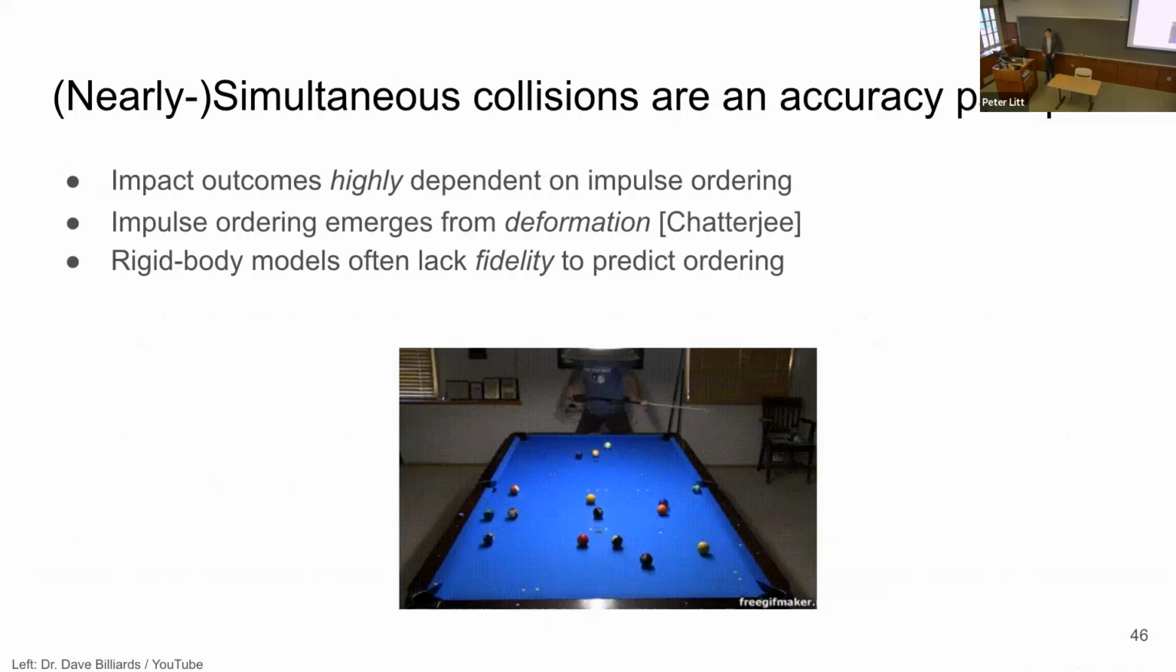And particularly, it has been noted for a long time in both the mechanics and robotics community that not only are collisions particularly difficult to model, but simultaneous and nearly simultaneous collisions are especially difficult. And in particular, in examples like this billiards break here, the outcomes of these multiple impacts is highly dependent on the time ordering in which the various objects exert forces on each other. And it's also well known that this time ordering isn't something that happens at random. It's something that happens from the complex physics of deformation that fundamentally rigid body models do not completely capture.